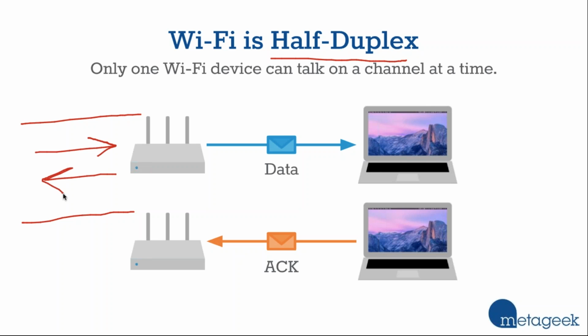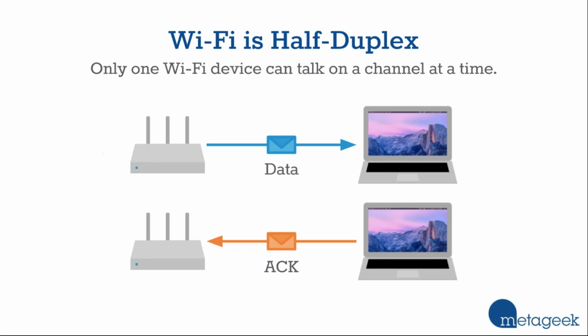It's kind of like a two-lane highway. We can send traffic east and west on a two-lane highway simultaneously, and that, in an Ethernet cable, is called full duplex connectivity. Wi-Fi, on the other hand, is half duplex, which means that only one device can talk at a time. It's kind of like a human conversation.